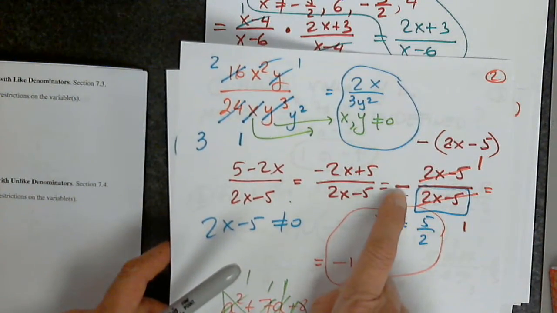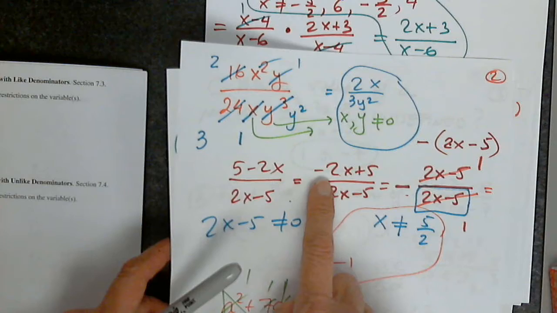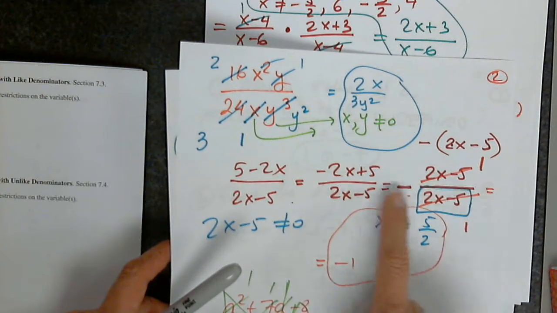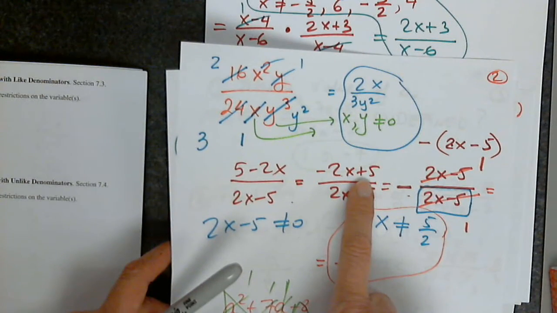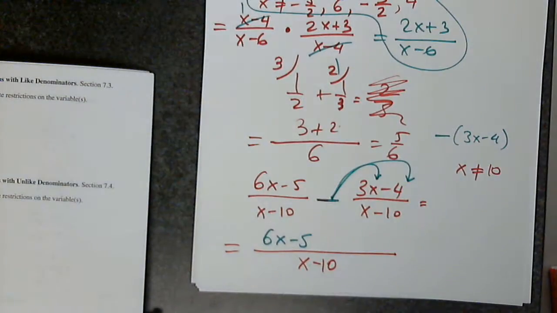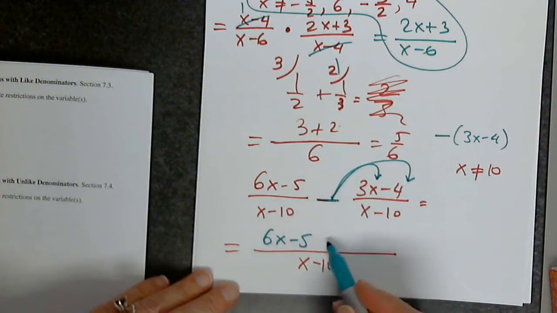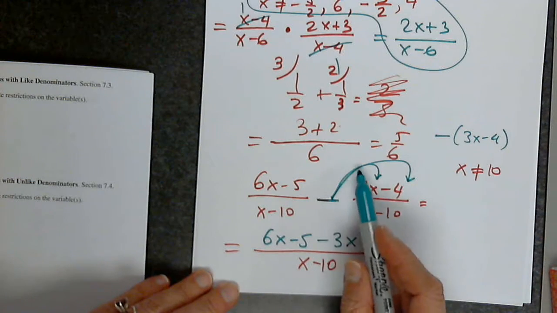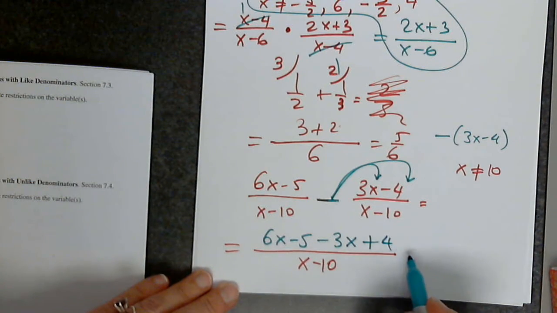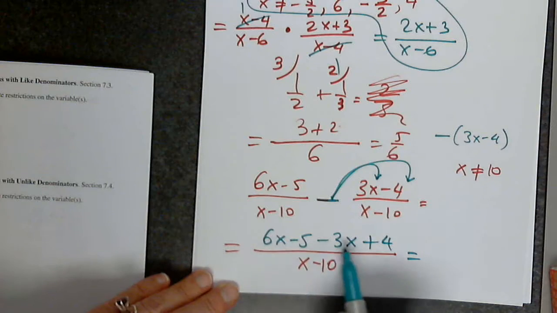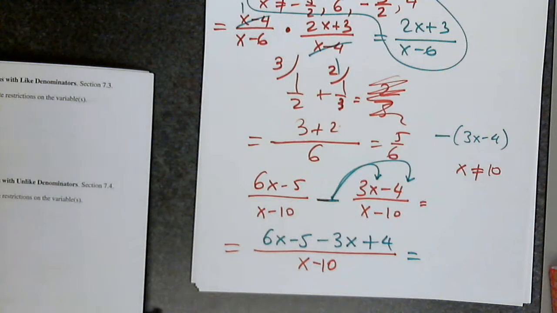So this minus times 2x is negative 2x. This minus times negative 5 is positive 5. So, because I have to distribute, I will write negative 3x, but plus 4. So this is, I combine like terms. Do not try to simplify anything. They're all terms. You can't simplify anything.